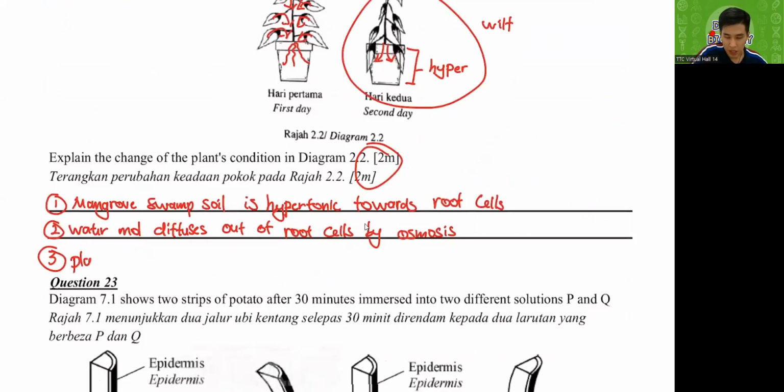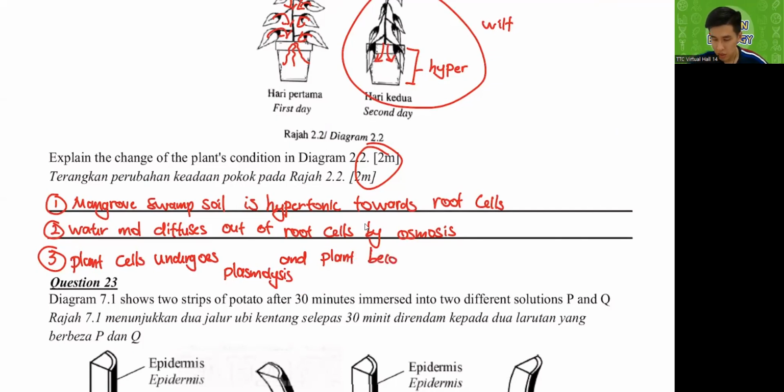So we can say the plant cells undergo plasmolysis and the plant becomes wilted.